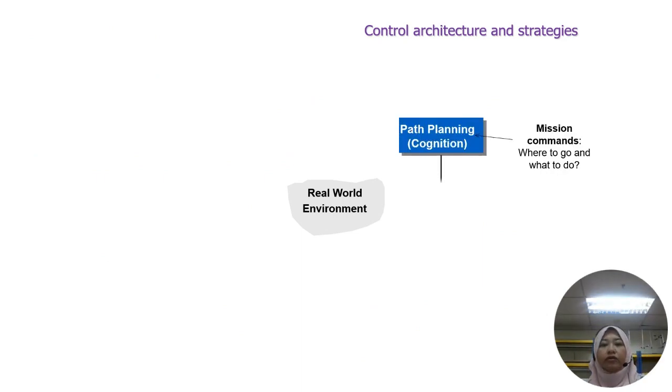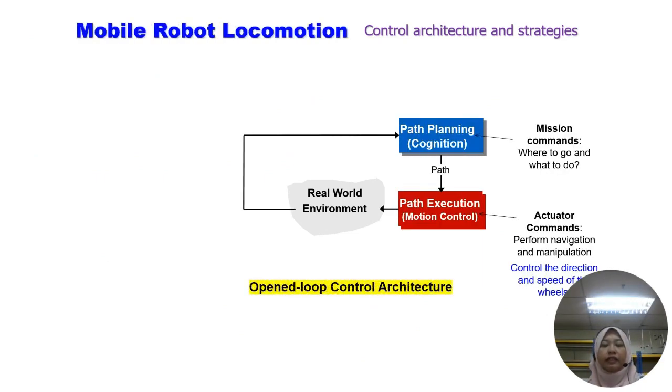So kita akan tengok macam mana sebenarnya pergerakan robot secara autonomous ni dalam real world. So kalau kita menggunakan sistem yang open, usually the robot tu dia akan start plan dia punya laluan ataupun path. Bila dia dah plan dia punya laluan, dia dah tahu dekat mana dia nak pergi dan apa dia nak buat, and then dia akan create the path.